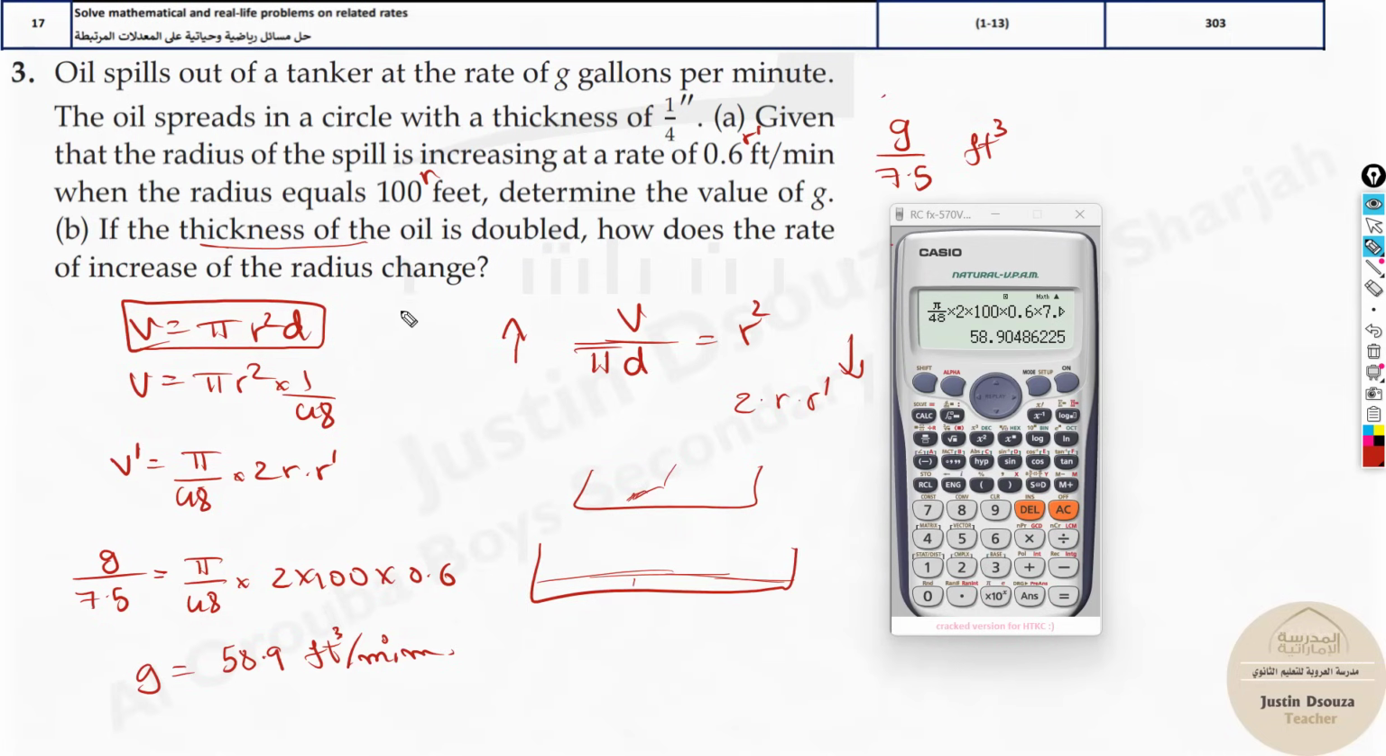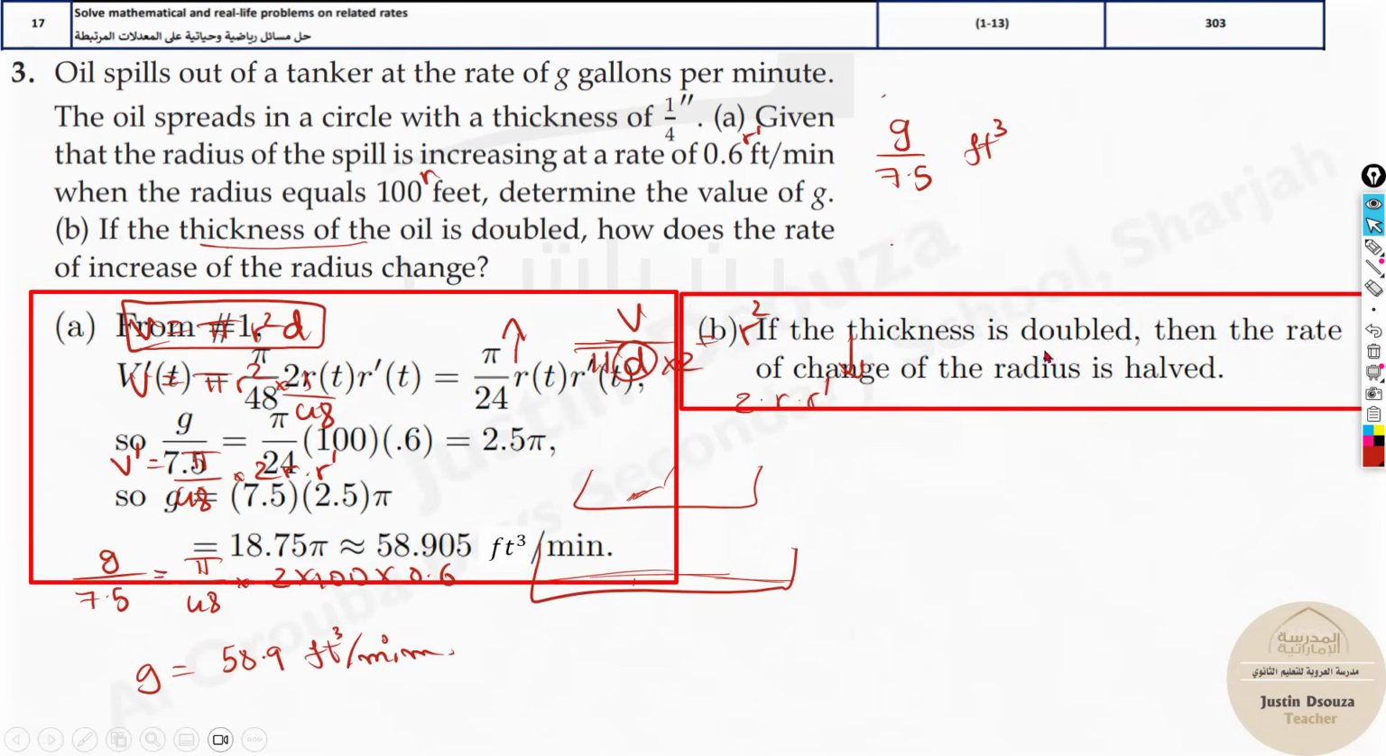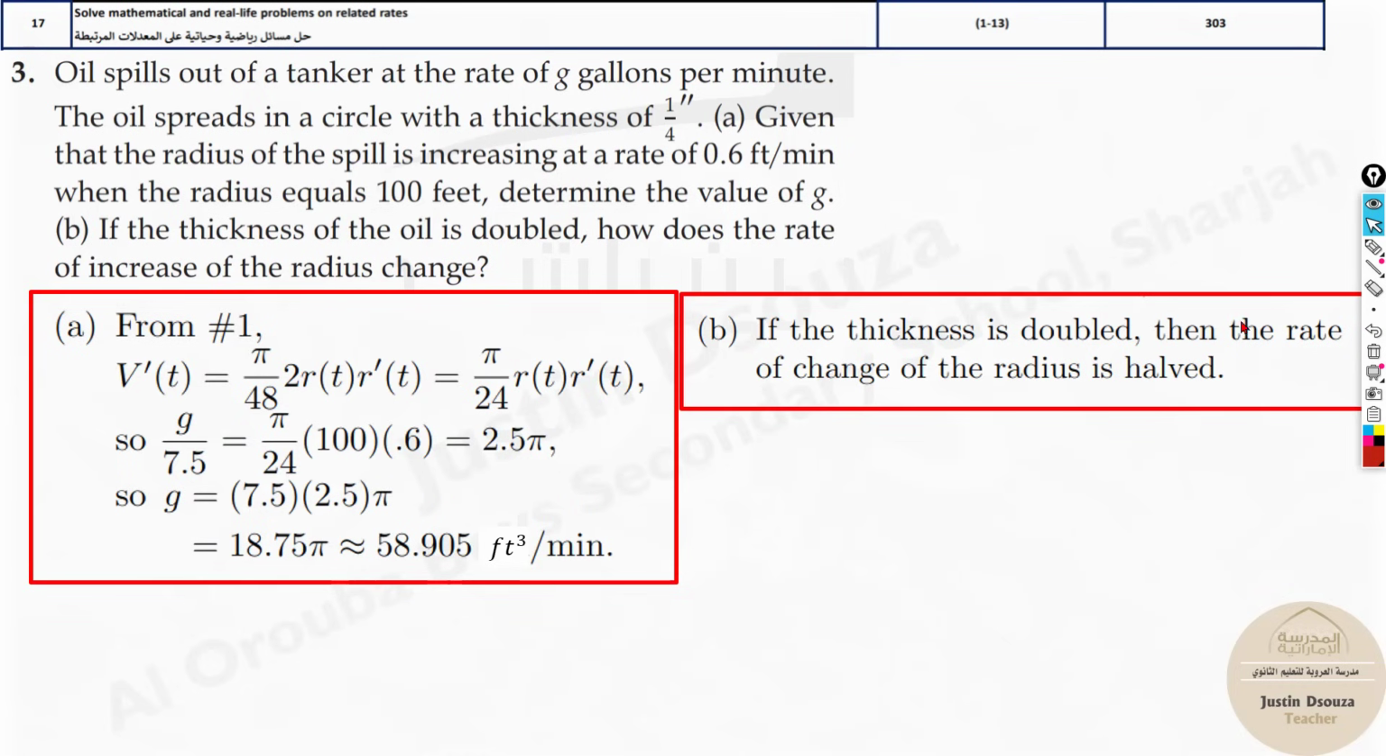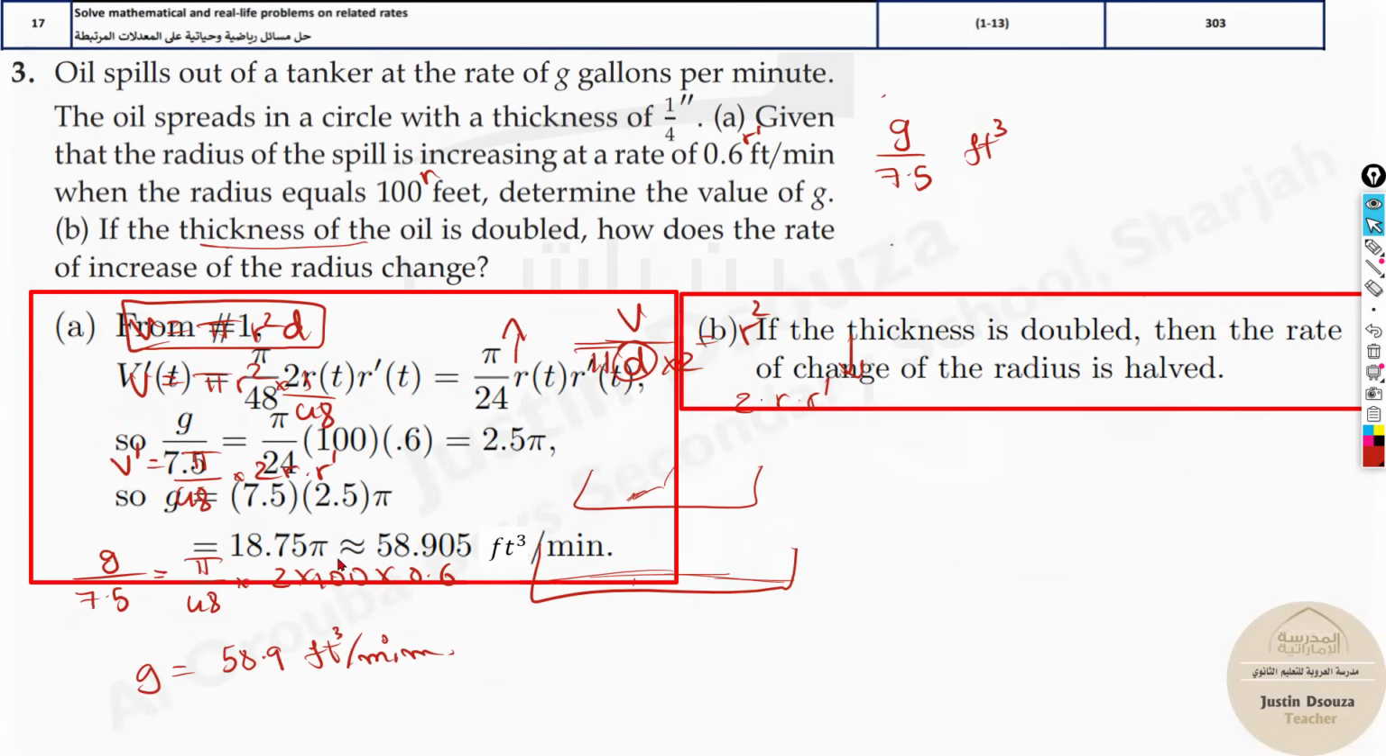Now if you see over here, since all are constants, if you're doubling this, what happens basically? D is doubled. That means you halve the rate, because there's a constant, go to the other side, r dash will be halved. As you increase two times, this will be halved. Let's just check the answer. So this is the answer, and the other one is just writing. You can see over here the change of radius is halved for doubling it. Otherwise, if thickness is increasing, you can just tell the change of radius is decreasing. That's the same answer which we got, I believe. Yes, it's feet cube per minute, 58.9.